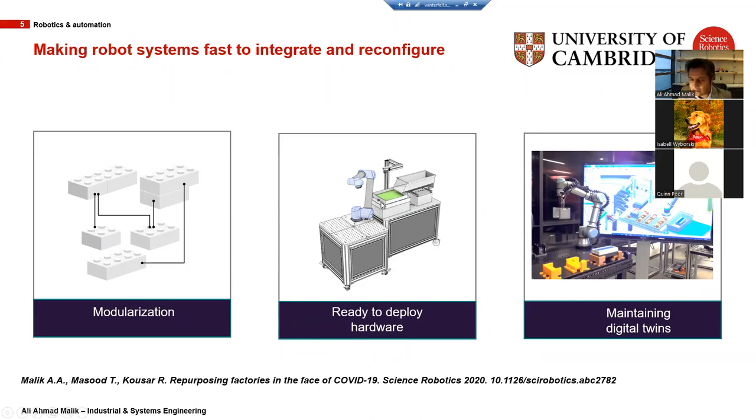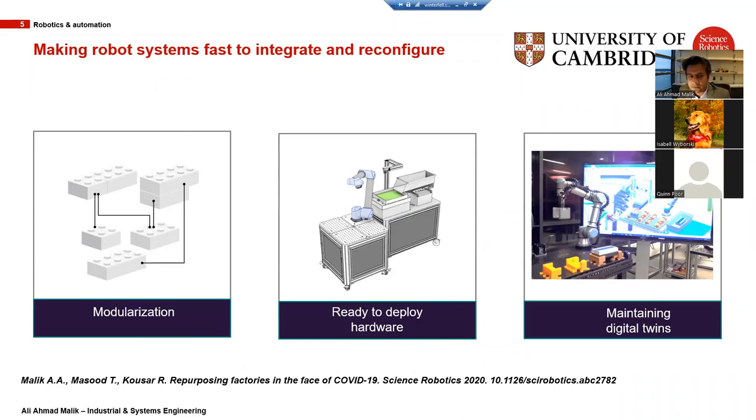We made a study a couple of years ago, and we concluded that if you want to make your robot systems in factories easy to integrate and easy to reconfigure, then maintaining a digital twin is a very good idea. It helps you to make the system easier to integrate and easier to reconfigure. Easy to integrate and easy to reconfigure, why is it important?